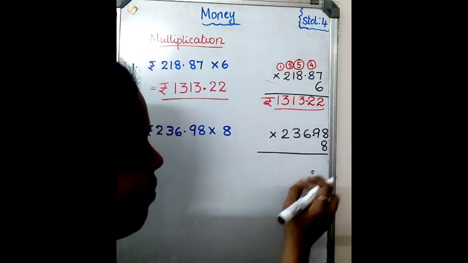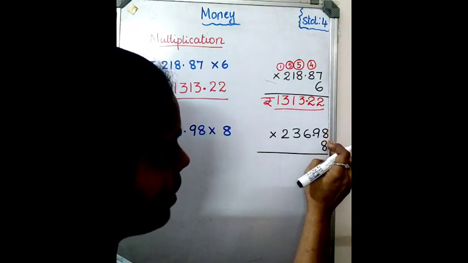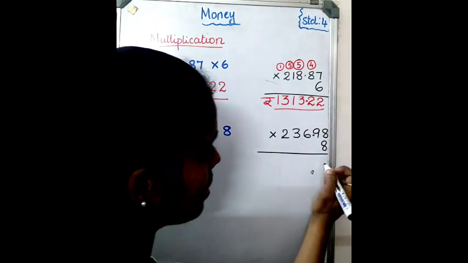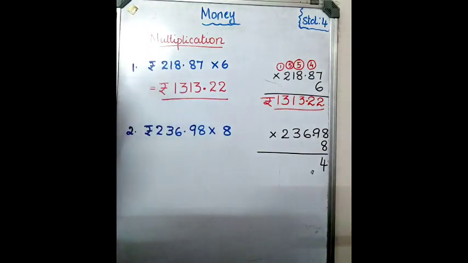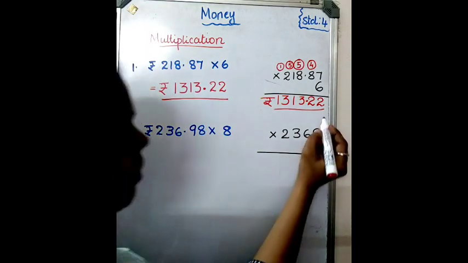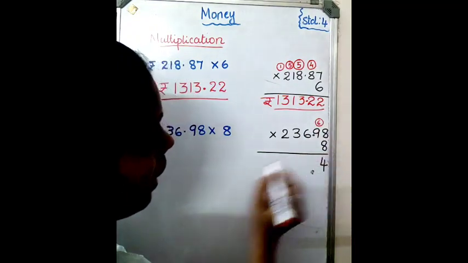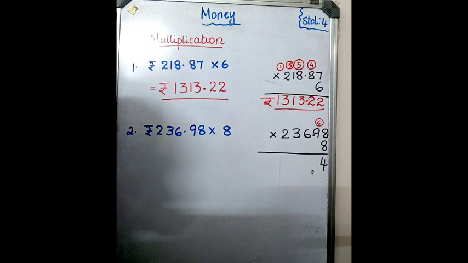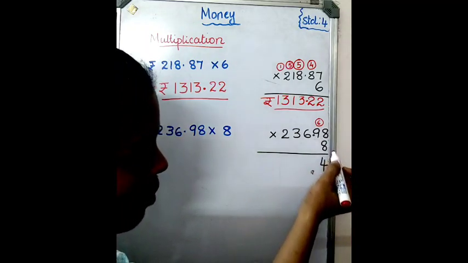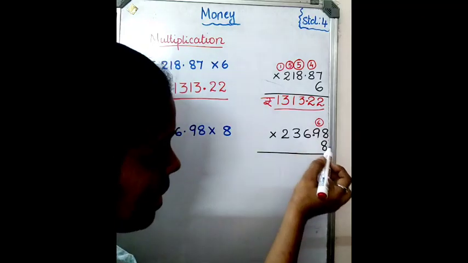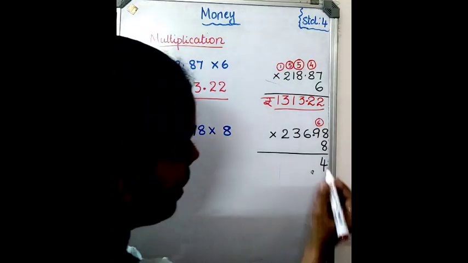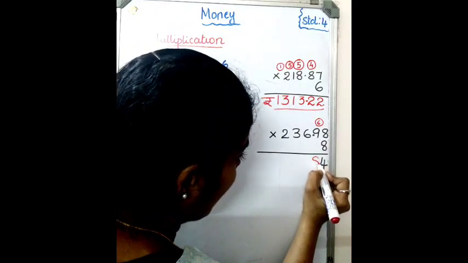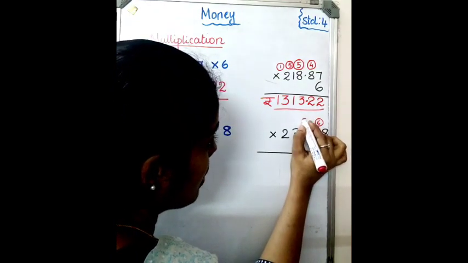8 8s are 64. For 64 we write 4 here. 6 goes to this place. Then 8 9s are 72. 72 plus 6 is 78. For 78, we write 8 here, carry over 7 here.